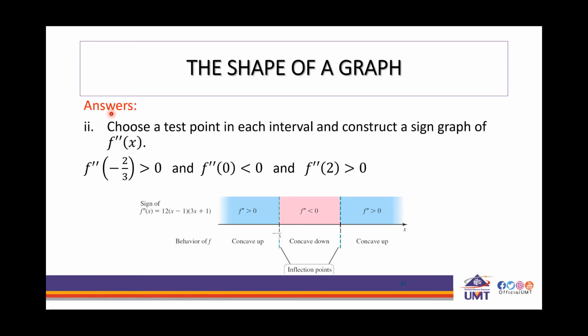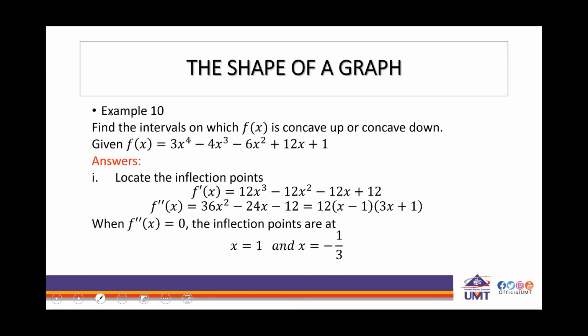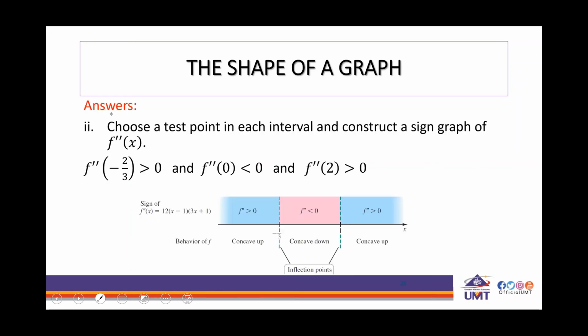Macam tadi juga, the shape of a graph tadi yang first, but that is when we are using the critical points, end points. Now to find the concave up or concave down, we need to find the inflection points. So we have 1 and we have negative 1 over 3. So the same like before, put the number untuk find out whether the behavior dia is concave up or concave down. Alright. So in this case, choose a test point in each interval and construct a sign graph.